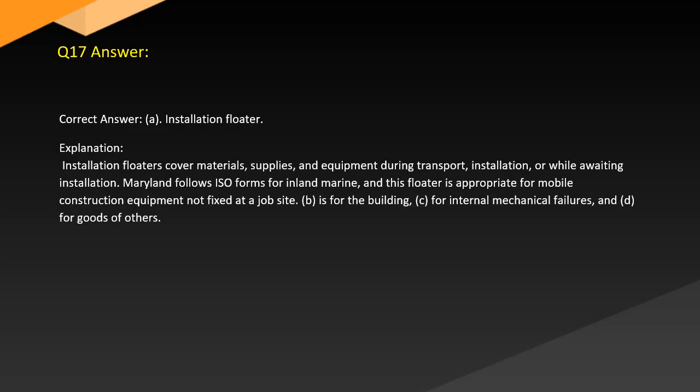Answer. Correct answer A. Installation floater. Explanation. Installation floaters cover materials, supplies, and equipment during transport, installation, or while awaiting installation. Maryland follows ISO forms for inland marine, and this floater is appropriate for mobile construction equipment not fixed at a job site. B is for the building, C for internal mechanical failures, and D for goods of others.